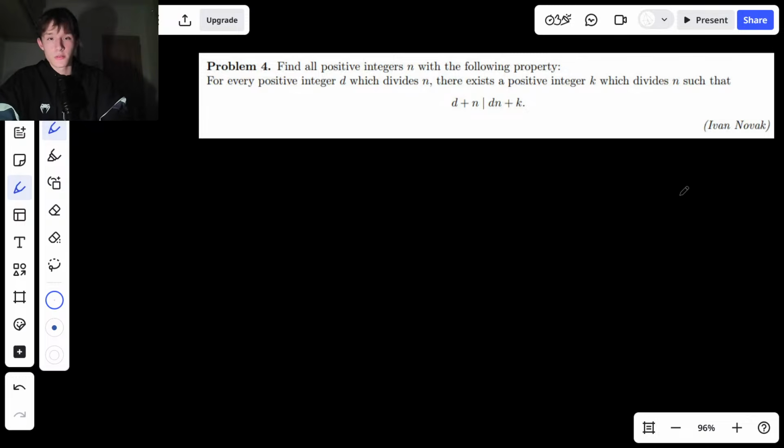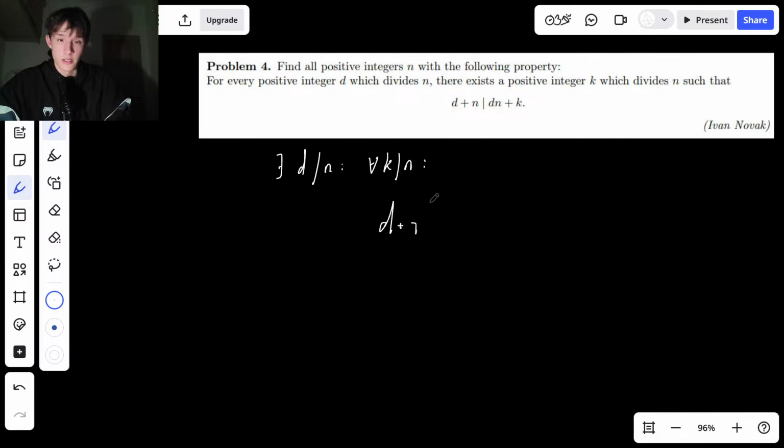Okay. Find all positive integers n with the following property. For every positive integer d which divides n, so for any d that divides n, there exists a positive integer k which divides n, such that d plus n divides dn plus k. Okay, sure. So for every d that divides n, there's a k that divides n, such that d plus n divides dn plus k.